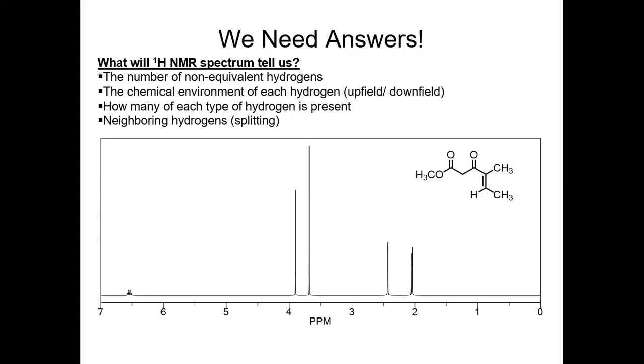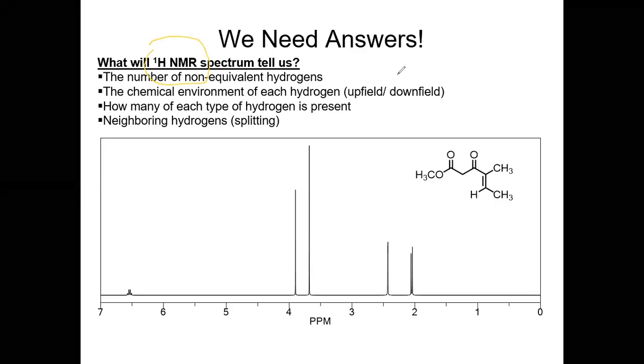All right. So today we're only talking about proton NMR, which you'll see indicated like this, right? 1H NMR, that's what that means. The 1H NMR is proton NMR. So it'll tell you the number of non-equivalent hydrogens. That's the first thing. We're going to talk about all of that.